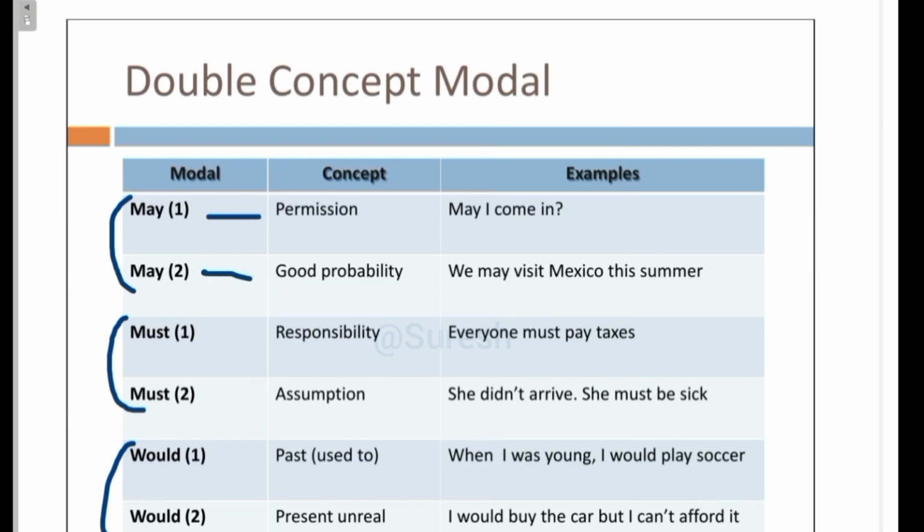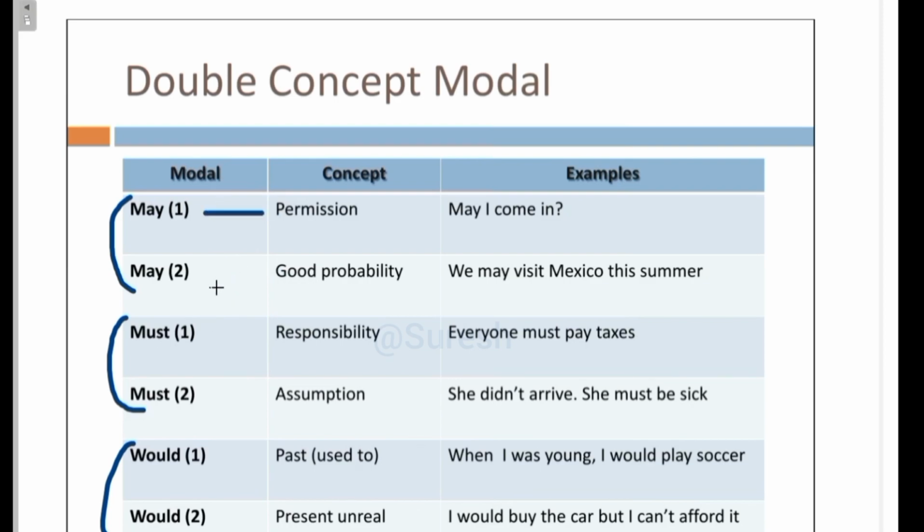See, may is a modal verb. What is its concept? Permission. The first concept is permission. The second concept is good probability. Must: the first concept is responsibility. The second concept is assumption. Would also has 2. Used to talk about the past, telling about a past situation. And the second one, a present unreal situation.